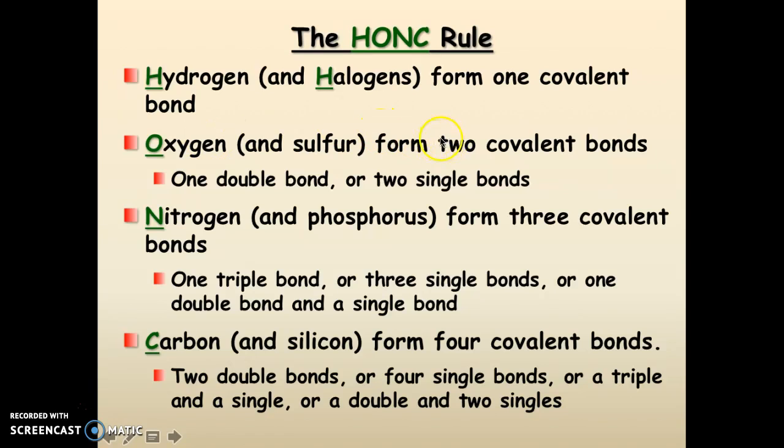Oxygen has 2 unpaired electrons, therefore it forms 2 bonds. Nitrogen has 3, therefore it forms 3 bonds, and carbon has 4. Therefore, it forms 4 bonds. Okay, and this goes for the group as well.